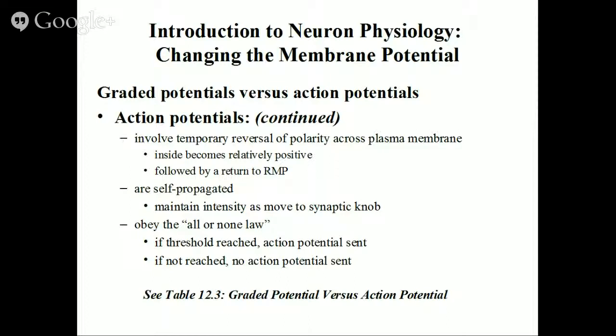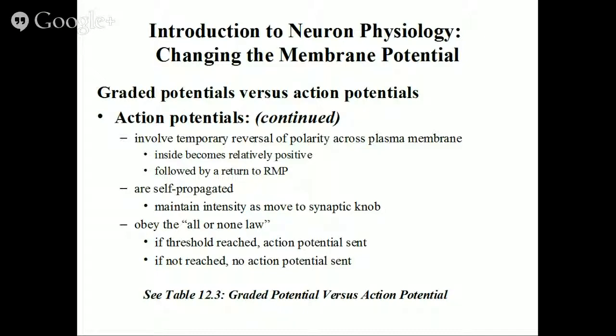Action potentials are self-propagated. They maintain the intensity as they move to the synaptic knob. So you can't sit there and say, oh, well, this action potential ain't going to cut it. No. The action potential is actually self-propagated. And once you release the stimulus on that postsynaptic neuron, that postsynaptic neuron is going to do everything in its power to stay within normal range and wind up producing an action potential.